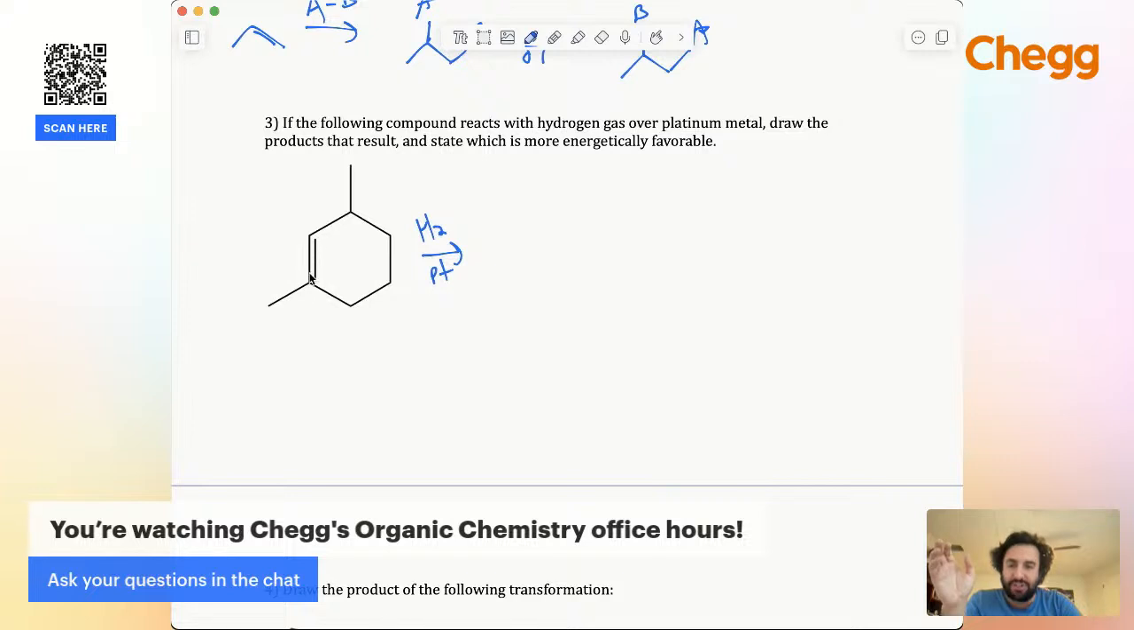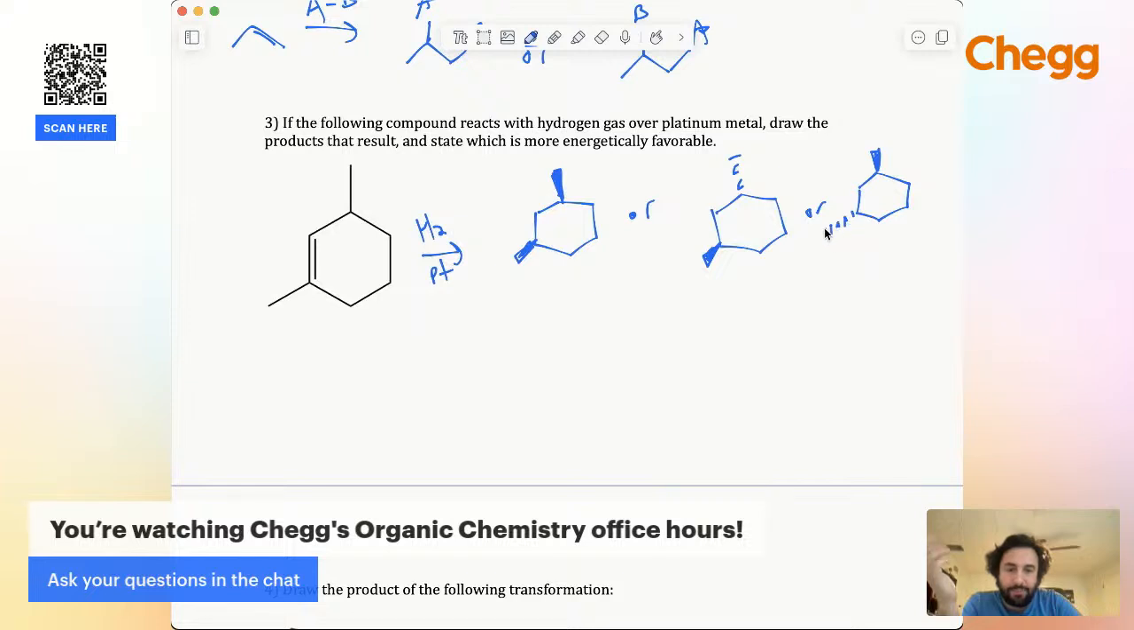Okay, we're going to lose this pi bond, and then we have two sp3 centers with methyl groups. So we're either going to get those cis to one another, or we're going to get them trans to one another. And honestly, there are two possible isomers here. These are not the same. These are enantiomers. This would be a diastereomer of the other two.